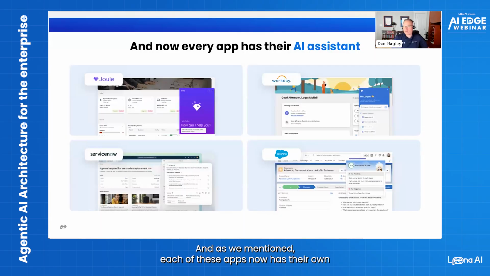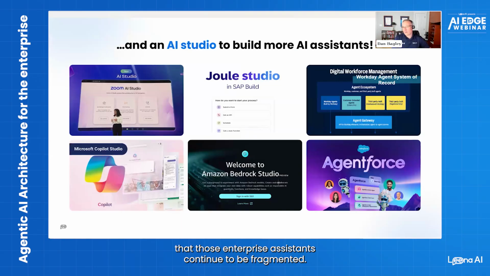And as we mentioned, each of these apps now has its own enterprise assistant. I've been to a number of different trade shows the past 6 months or so across IT and HR, and every single booth that I walk past has an enterprise solution talking about their AI assistant. You'd be remiss not to, given the landscape today. But the challenge is that those enterprise assistants continue to be fragmented.